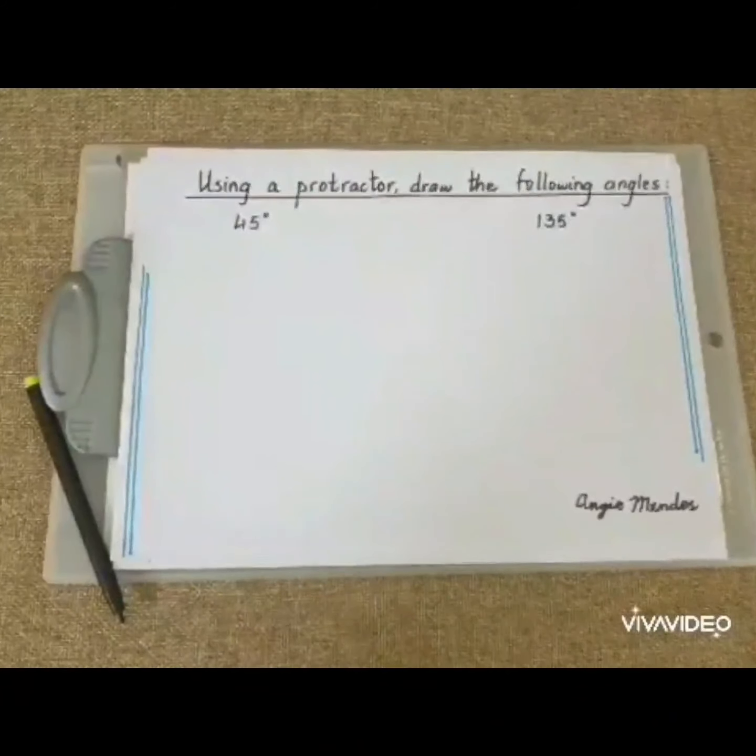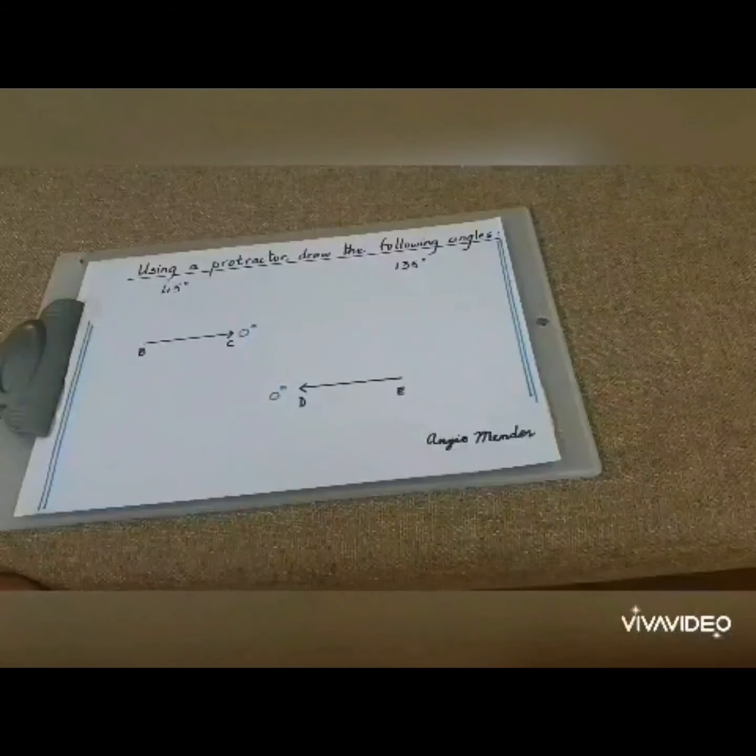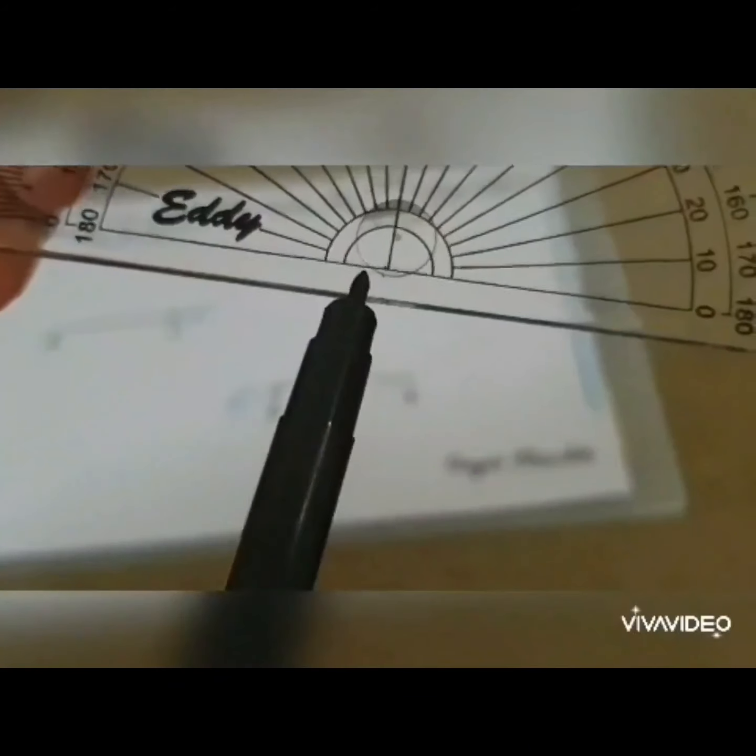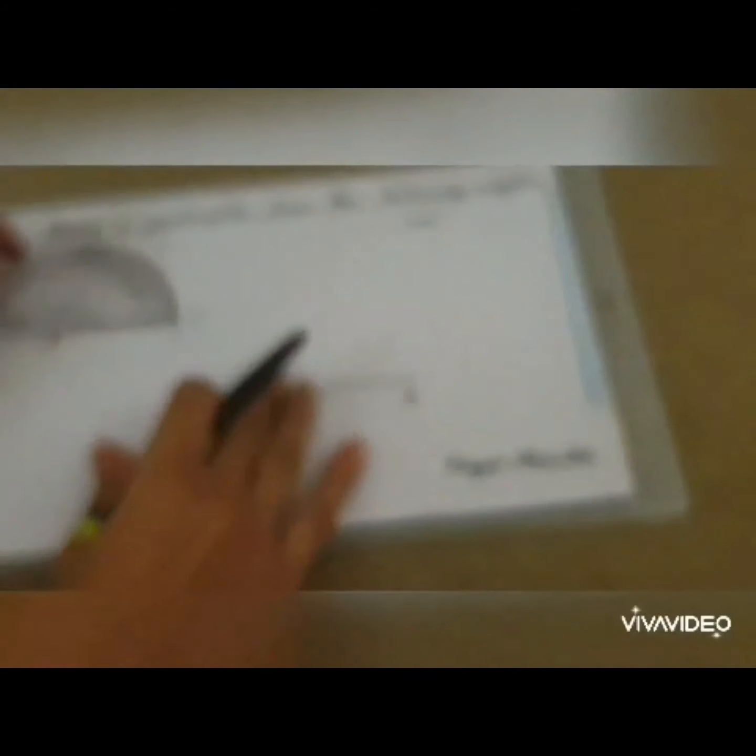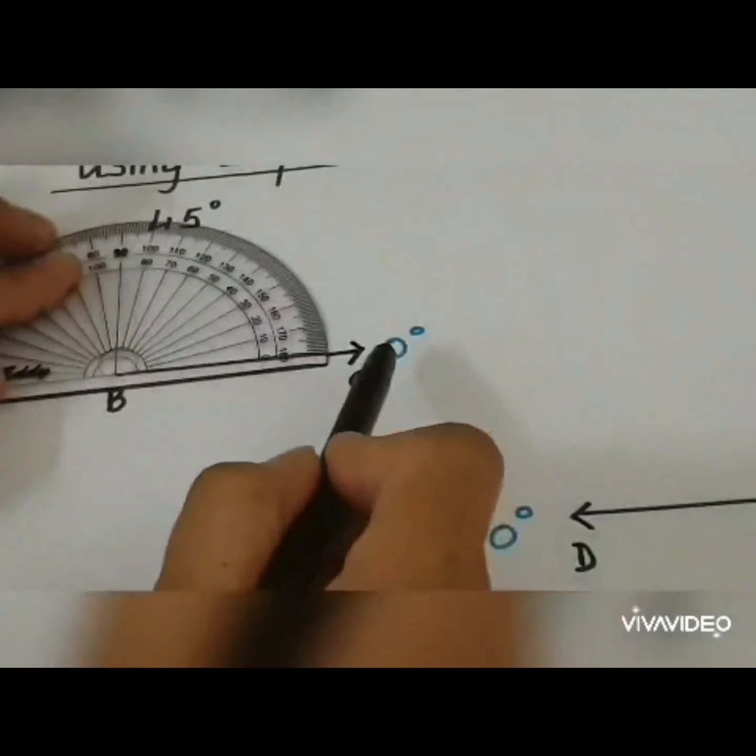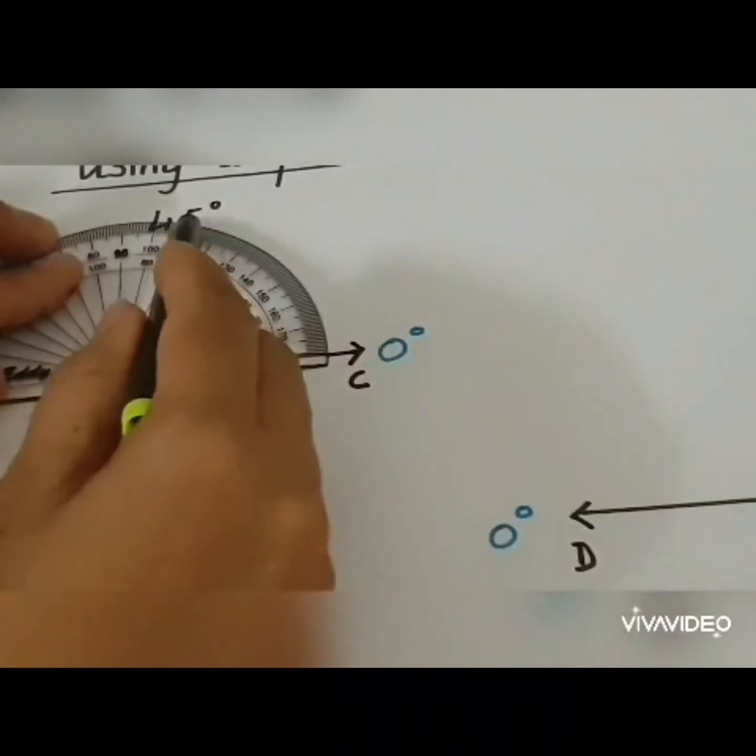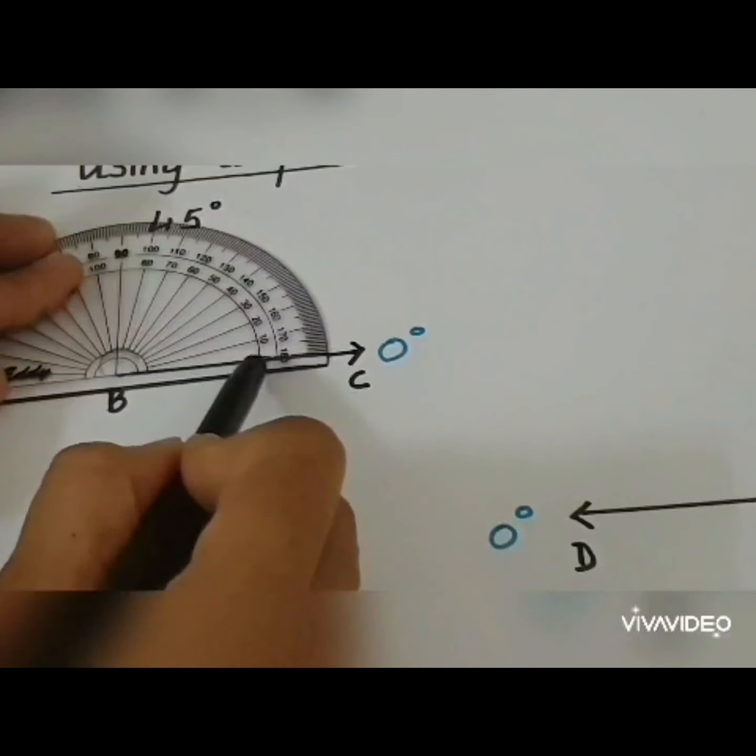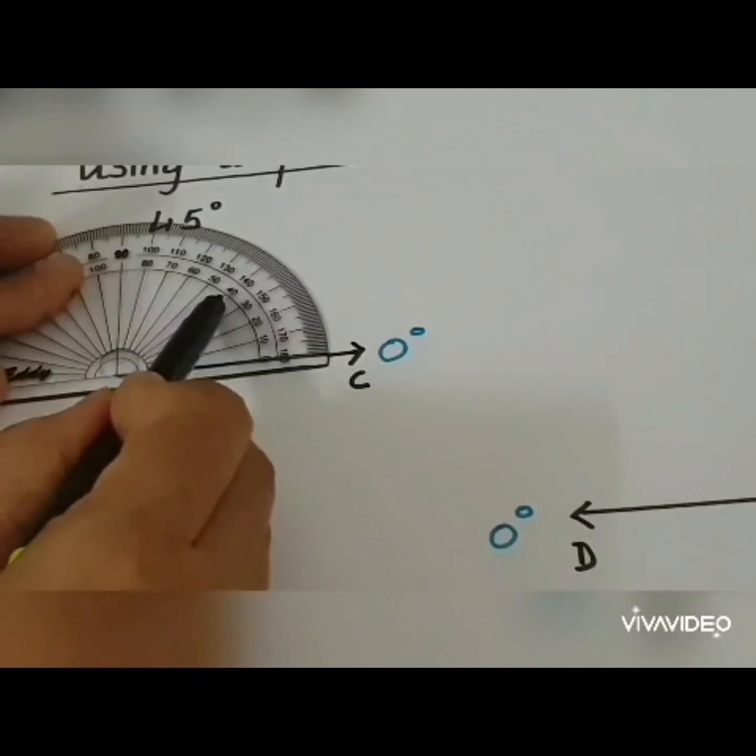Let us draw angle of 45 degrees and 135 degrees. Locate the center of the protractor, align it with point B, align the baseline, write 0 degrees towards your right, locate 0 degree on the inner scale of the protractor. Now on the inner scale you will locate 40 degrees.